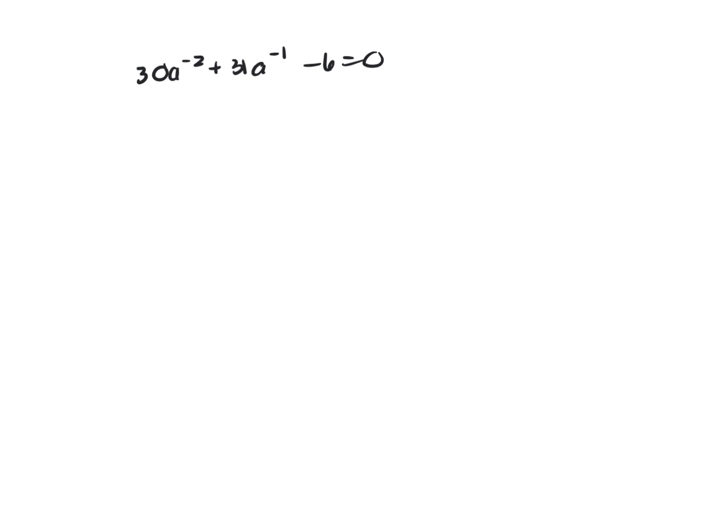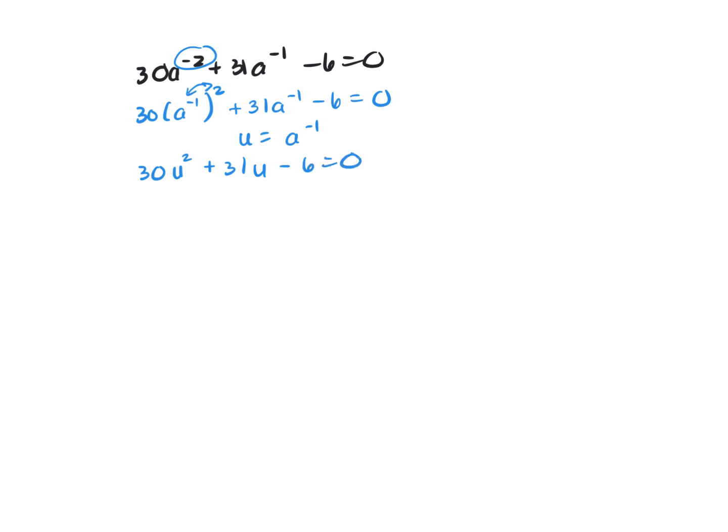This is a quadratic type equation. Let's rewrite the first term as 30 a to the negative 1 squared, because negative 1 times 2 gives me negative 2, and then bring everything else down. Now let's make a u substitution. Let u be a to the negative 1. So that will be 30 u squared plus 31 u minus 6 equals 0.